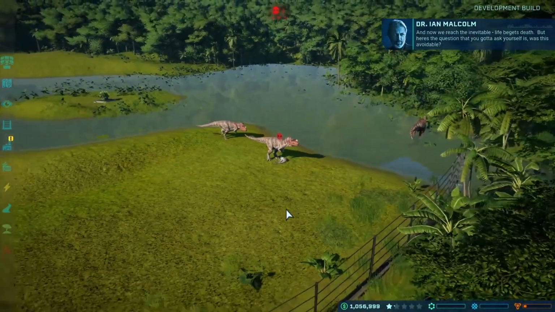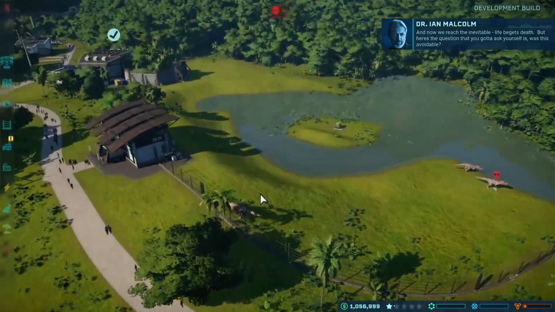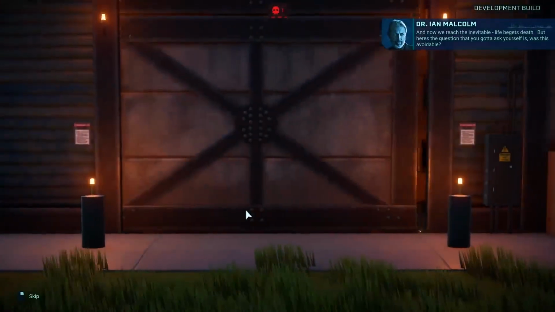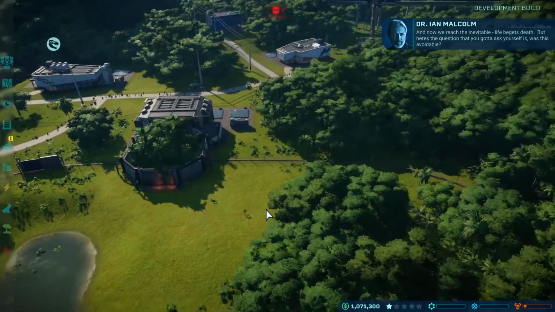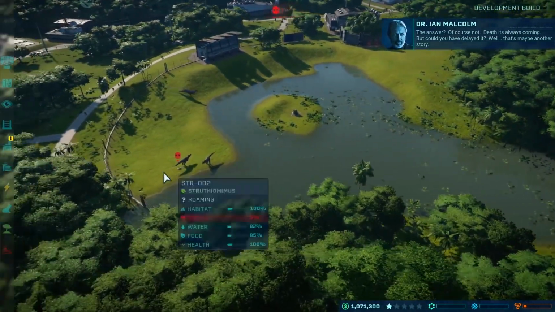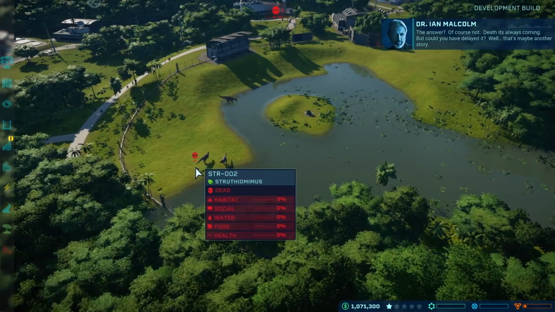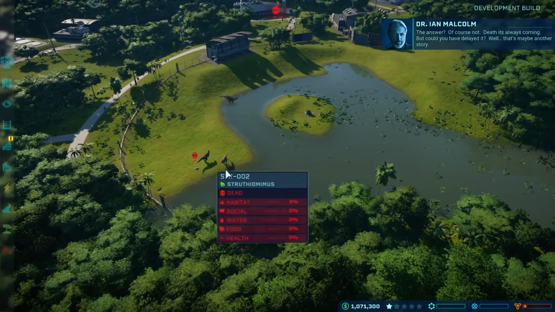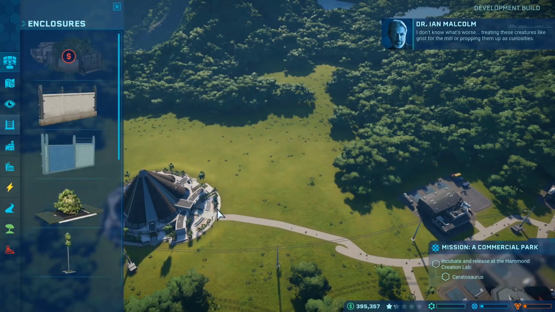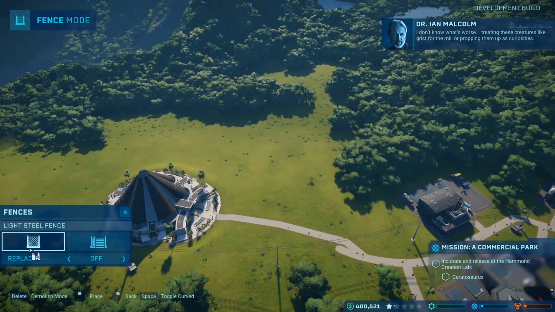And now we reach the inevitable. Life begets death. But here's the question that you got to ask yourself. Was this avoidable? The answer? Of course not. Death, it's always coming. But could you have delayed it? Well, that's maybe another story. These creatures like grist for the mill or propping them up as curiosities.